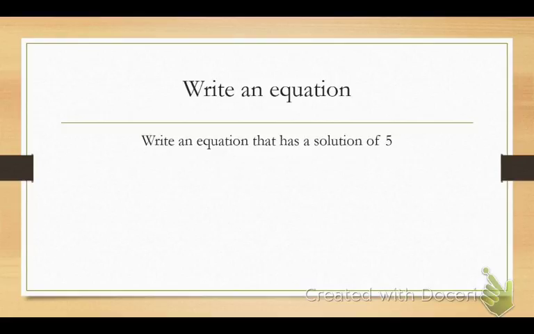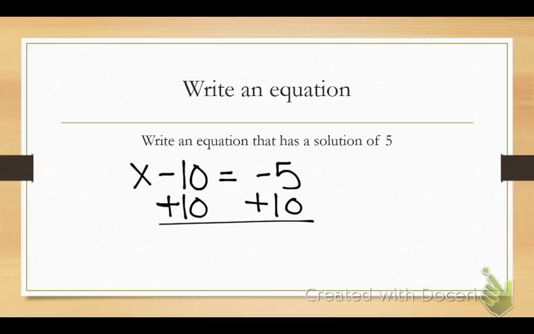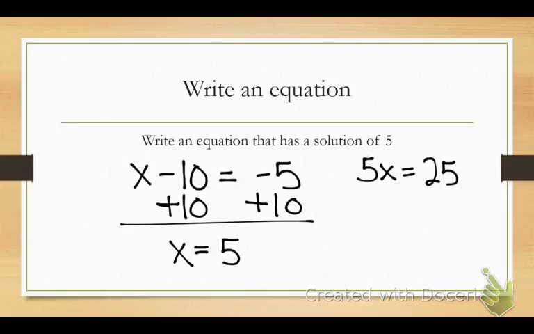Here's an example. X minus 10 equals negative 5. All right, so what would I do to both sides to solve for x? Add 10, right? And x equals 5. So I had a solution of 5. I could do 5x equals 25. How do I solve for both sides? Divide by 5, and x equals 5. So again, I have a solution of 5.